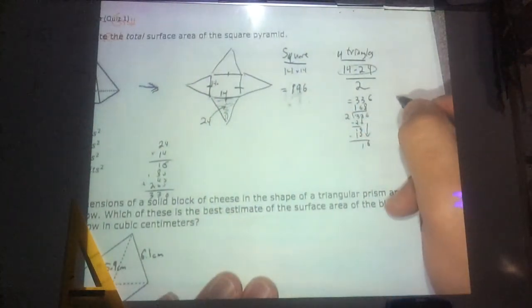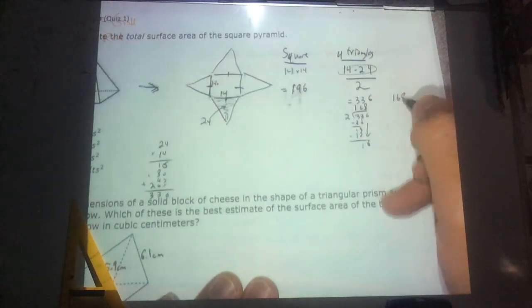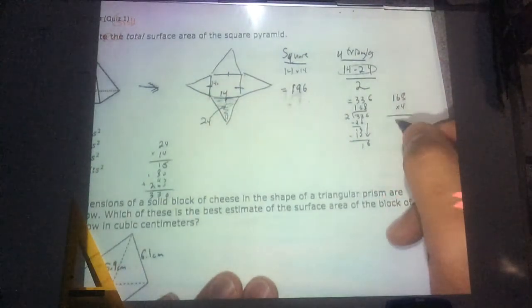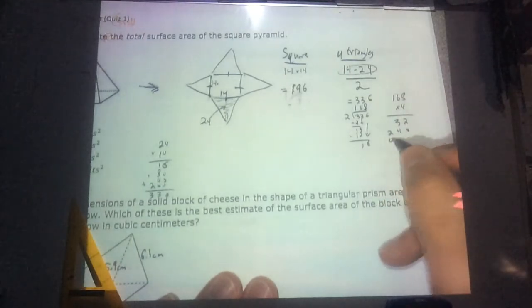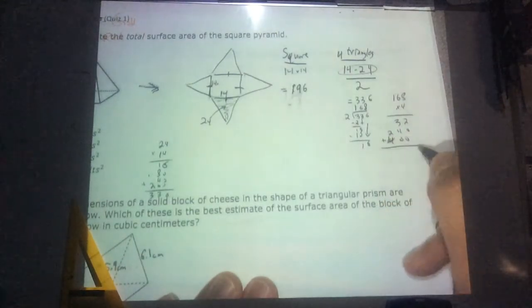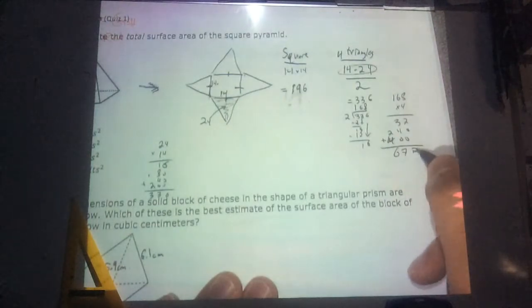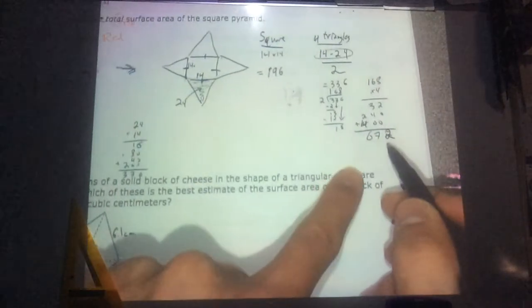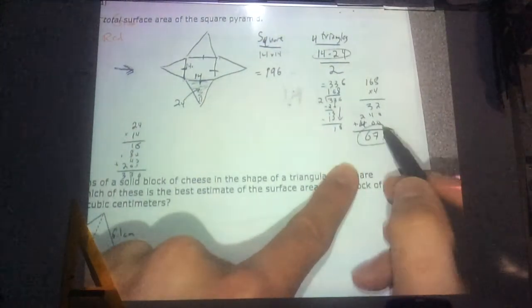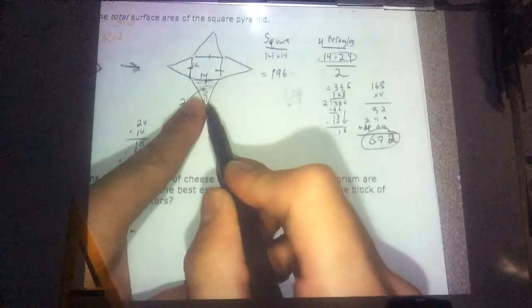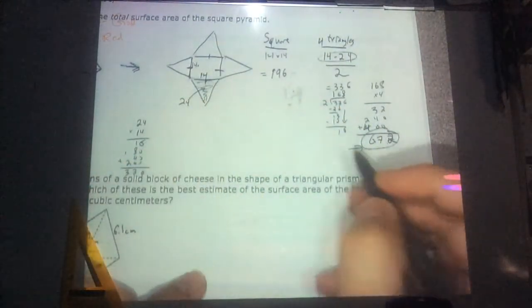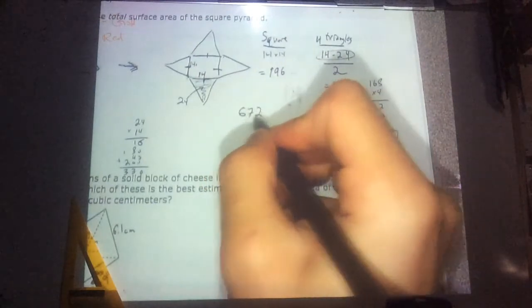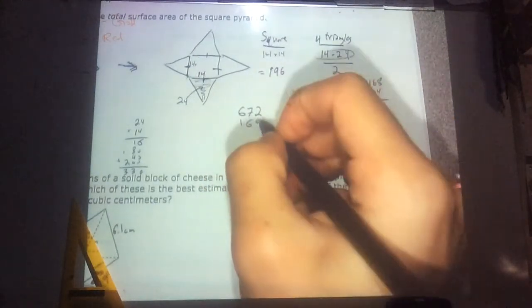But I need 4, so I'm going to do 168 times 4. 4 times 8 is 32, 4 times 6, 240, 4 times 1. Okay, 2, 7, 6. So I multiplied now 168 times 4, which gave me 672. So I figured out the area of one triangle, then I multiplied by 4, which gives me 672. Now I just need to add 672 and 196.